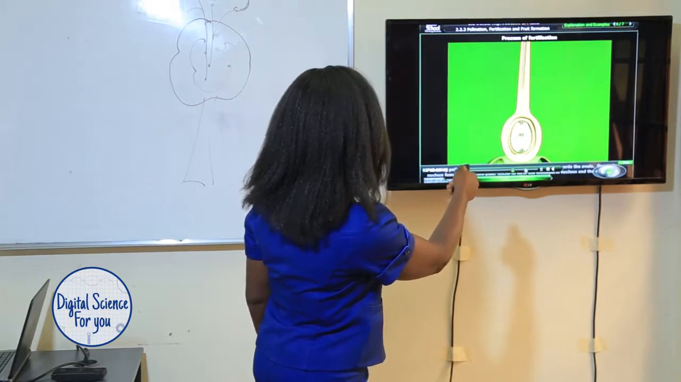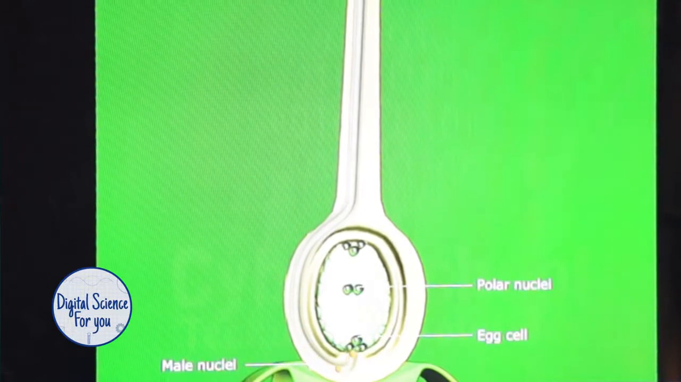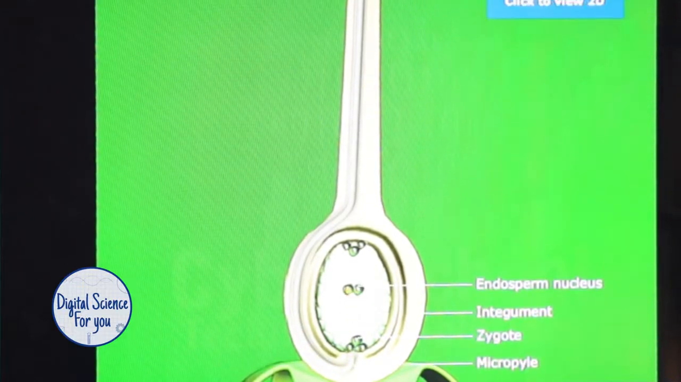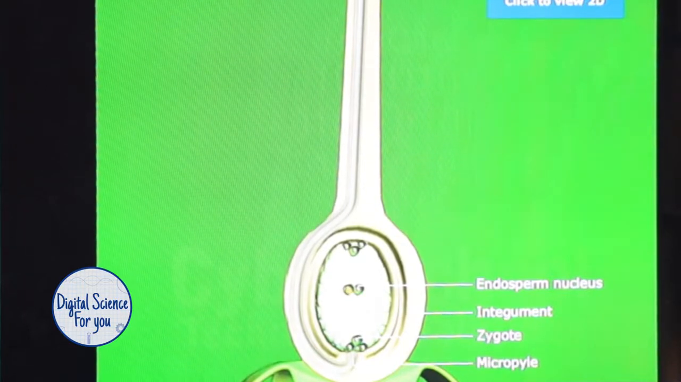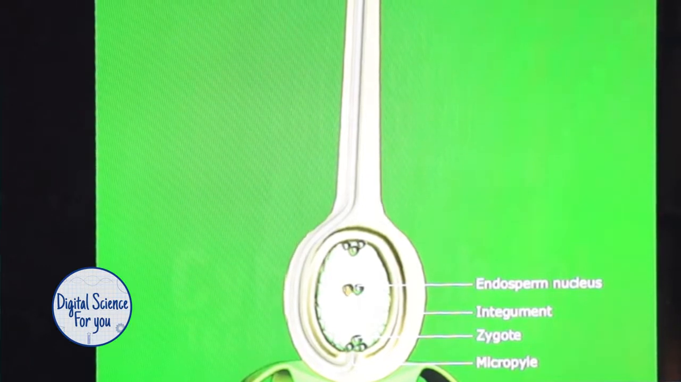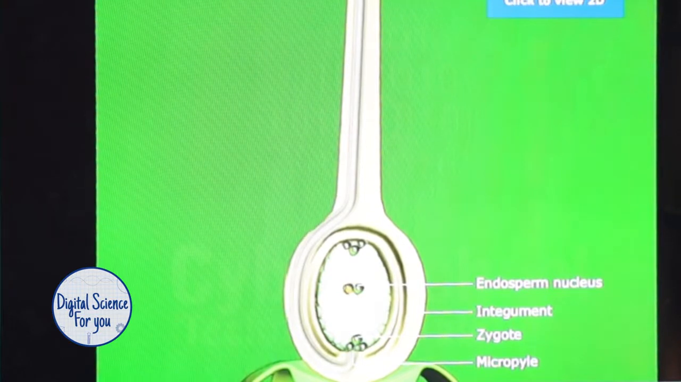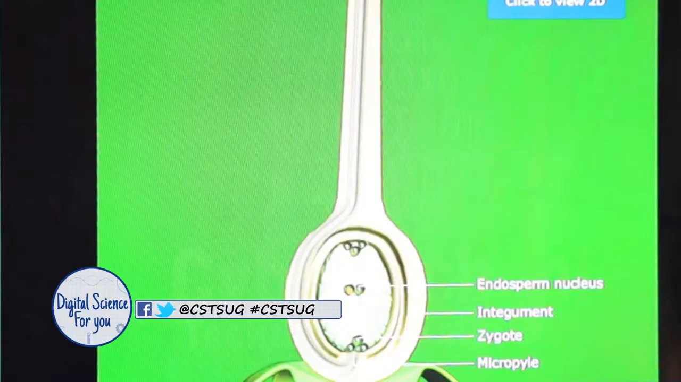There. The pollen tube brings the tube to the micropyle, and there we have the two male nuclei. One fuses with the egg, and the second male nuclei fuses with the two polar nuclei to form an endosperm nucleus. Because we have two male nuclei fusing, that is double fertilization. Amazing. I'm sure you can never forget this using digital science.